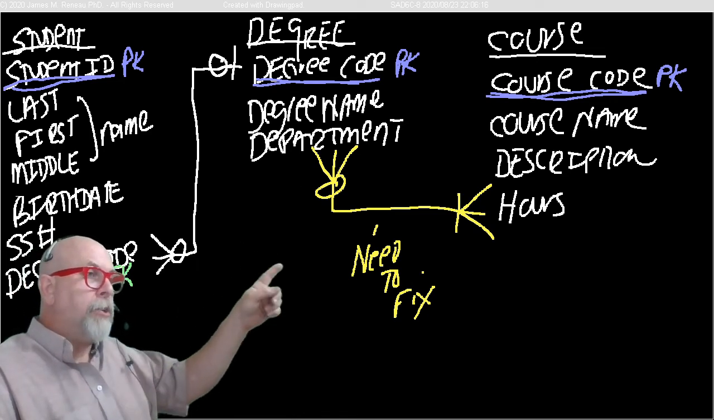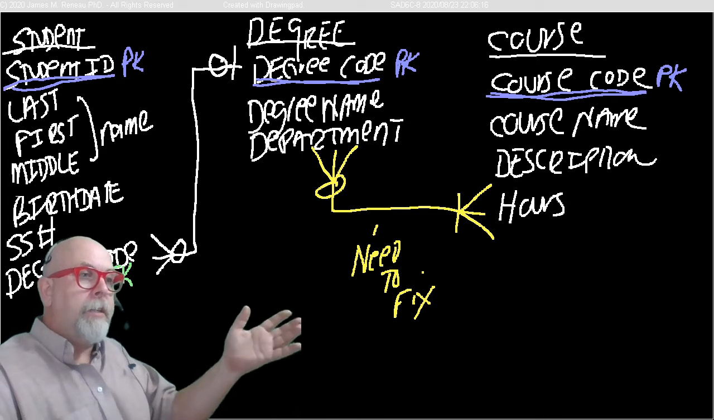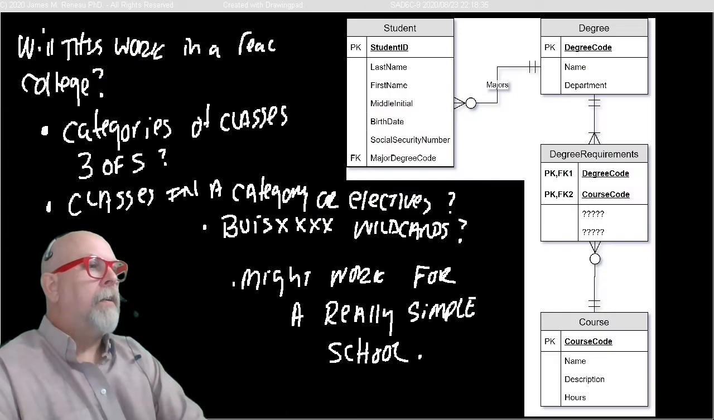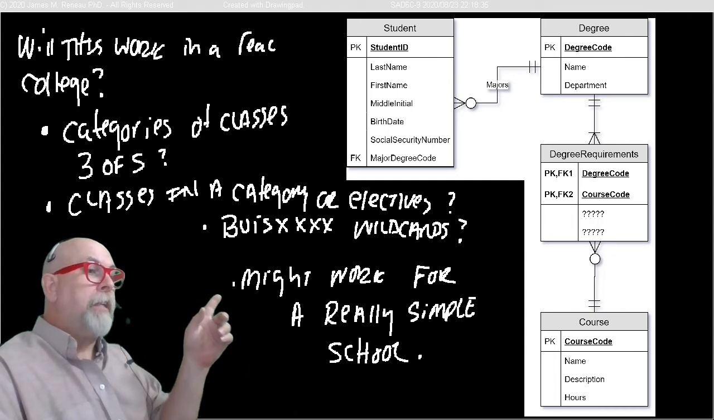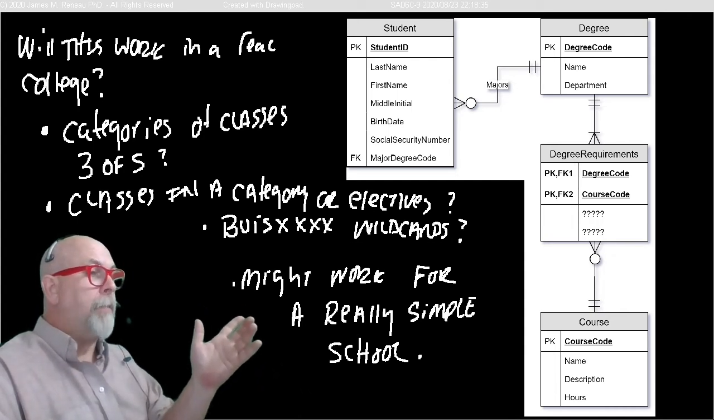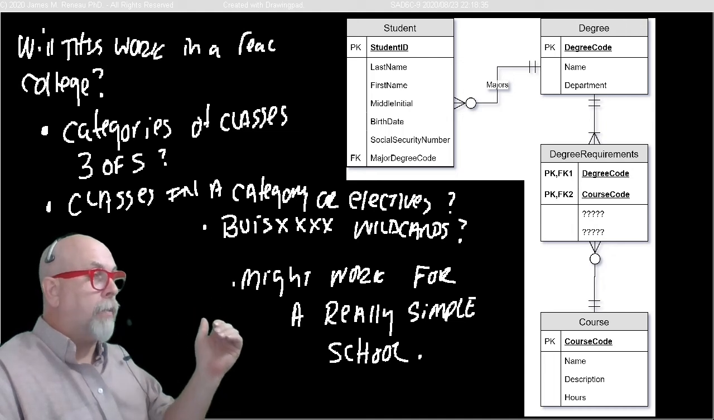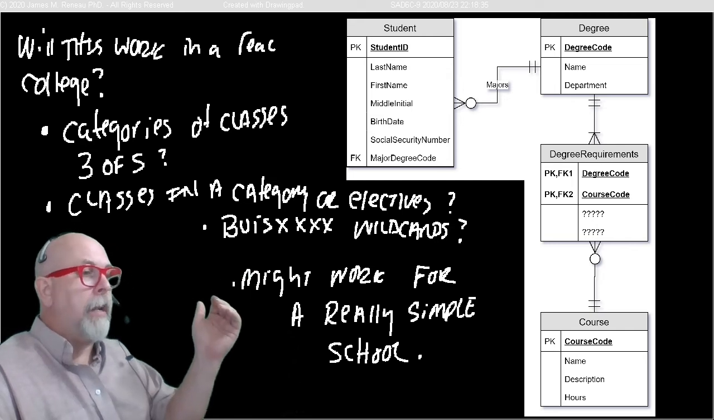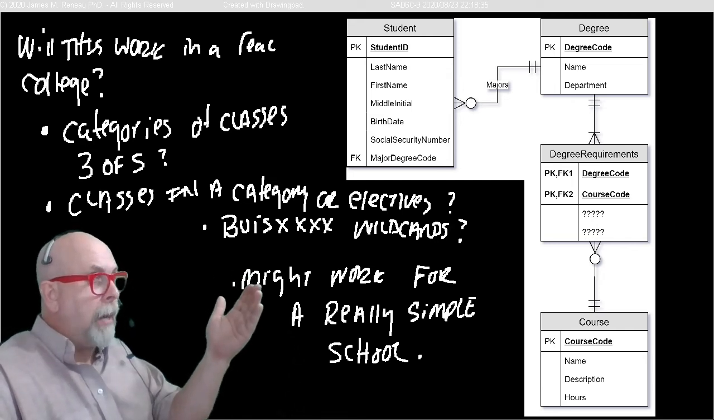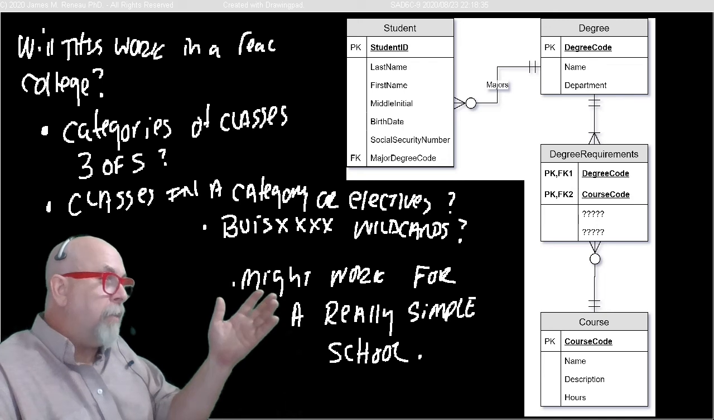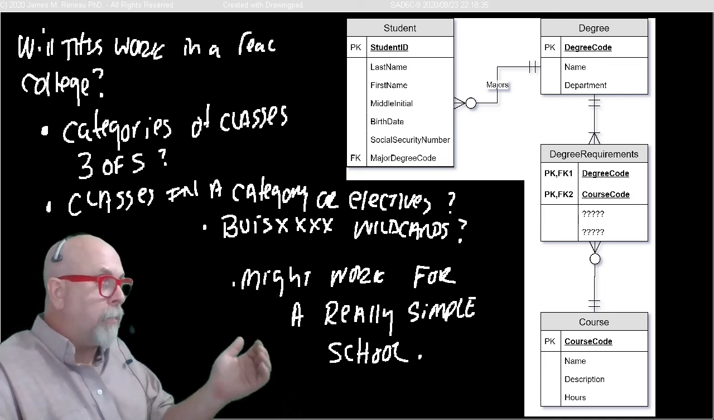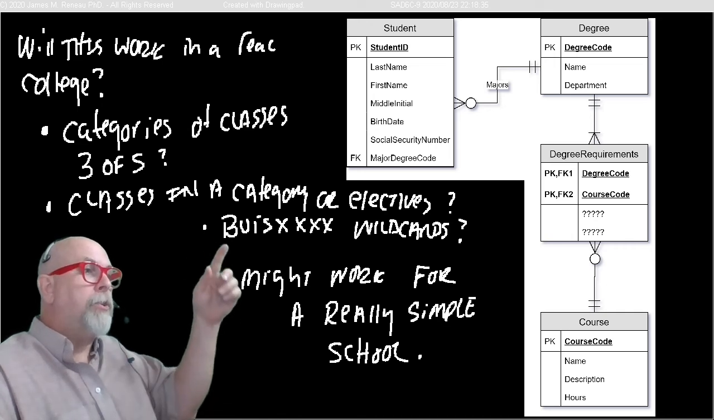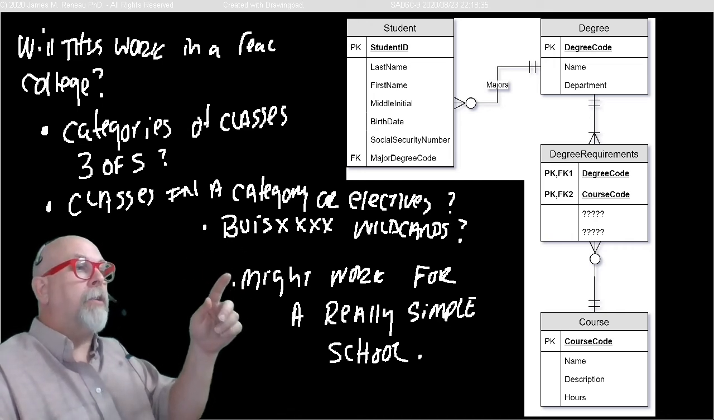The many-to-many relationship between degree and course doesn't work, so we now need to fix that. So I put a table in the middle called the degree requirements table because a degree has many degree requirements, and a degree requirement belongs to its parent degree, and a course is required on many degrees. It's part of many degree requirements, but the degree requirement has only one course on it. And the student relationship there: a student has one major, and a major belongs to one student.